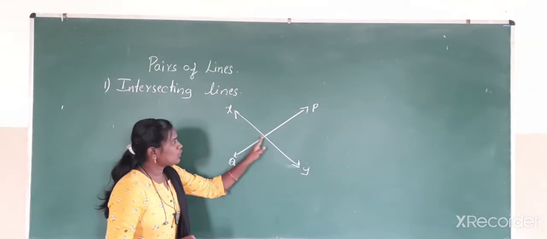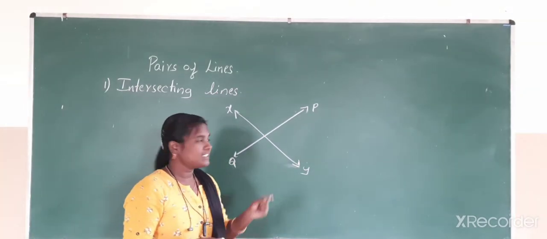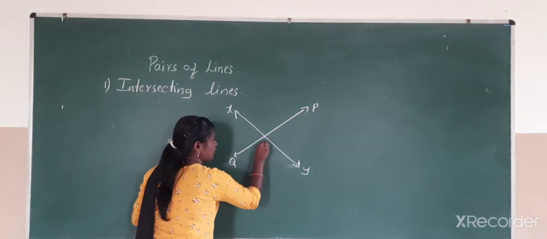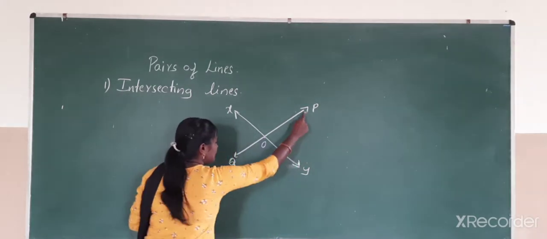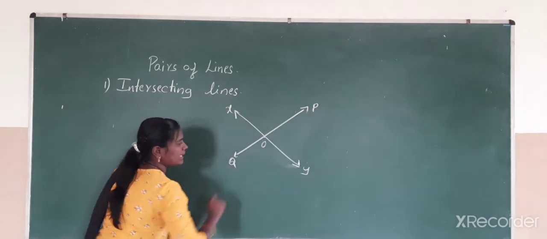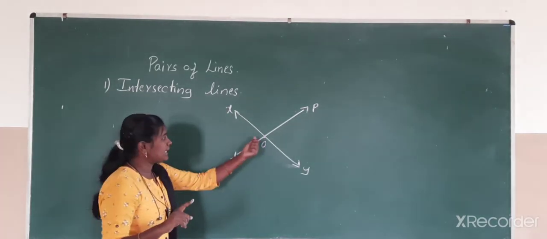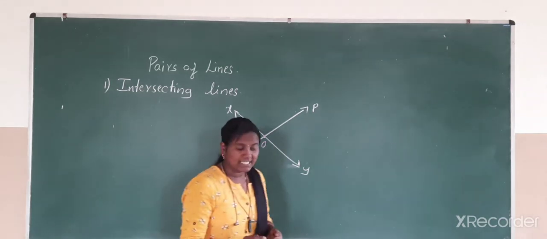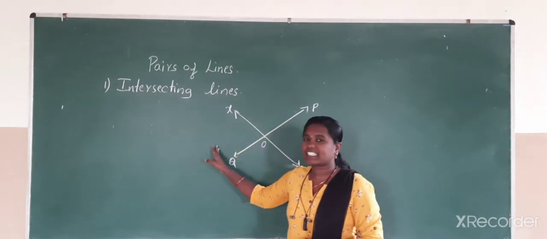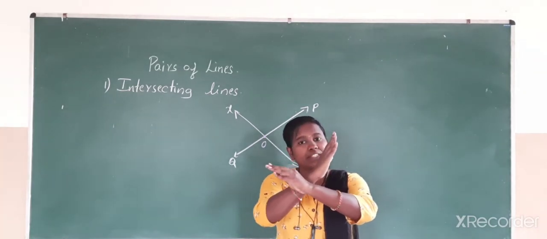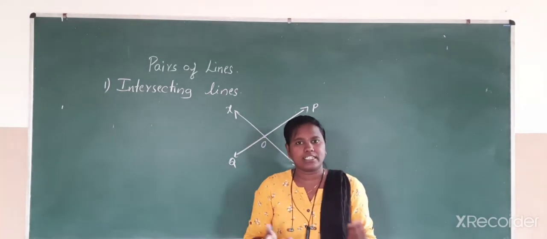These are crossing each other, isn't it? They are meeting at a point. Let us name it as point O. Line PQ and line XY are meeting at a common point, that is O. Such lines are called intersecting lines. The lines are crossing each other and meeting at a point, isn't it?